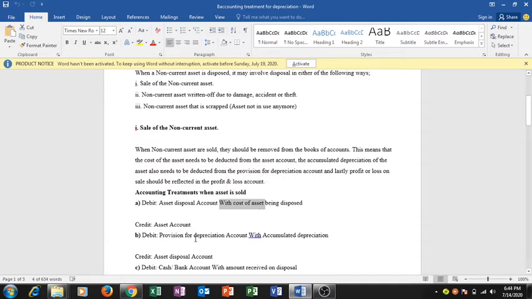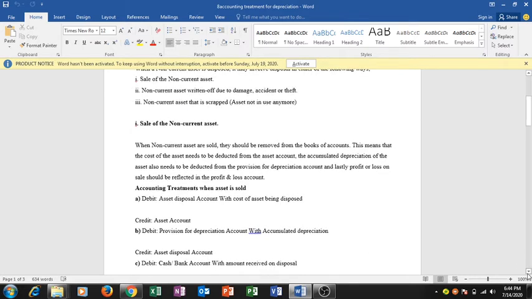Then the other entry is, we debit the provision for depreciation account, and then we credit the asset disposal account. Remember here, when we talk about the accumulated depreciation, we mean the total depreciation from the time of acquisition to the time of disposal. So you record it there.